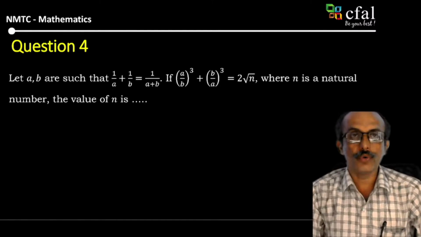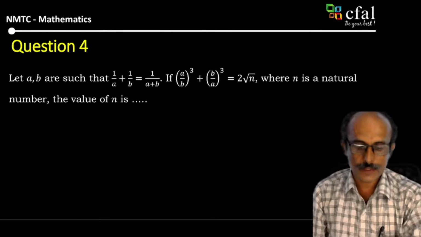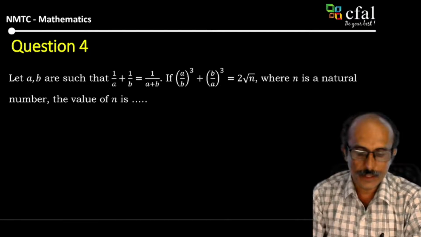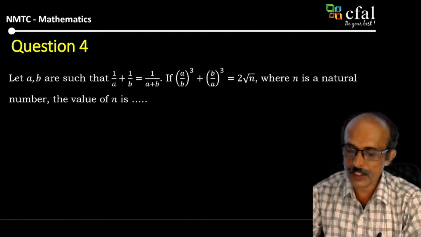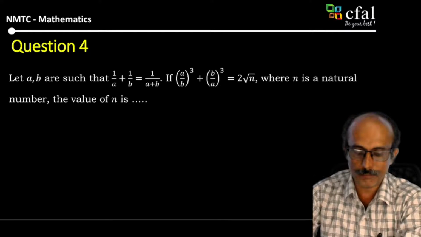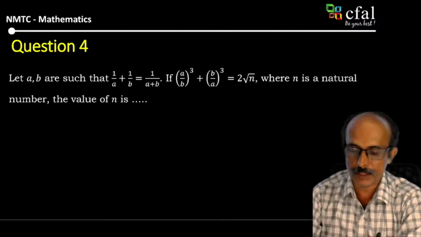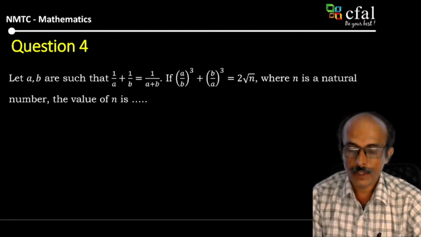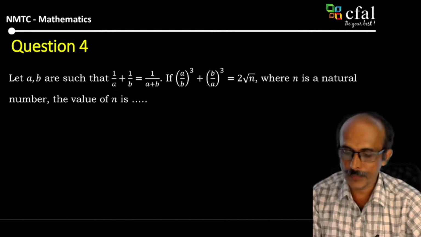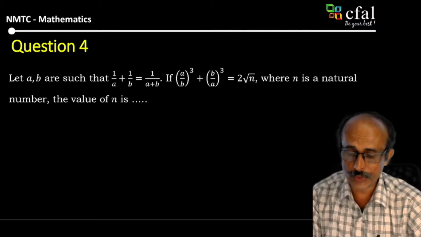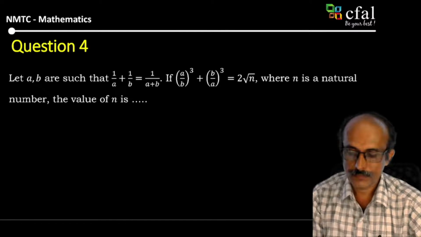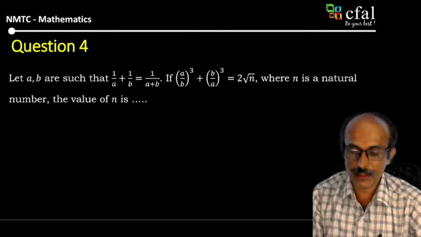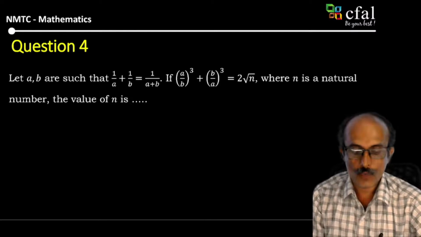So question number 4 is as follows. Let a, b be such that 1/a + 1/b = 1/(a+b), and (a/b)^3 + (b/a)^3 = 2√n, where n is a natural number. What is the value of n?